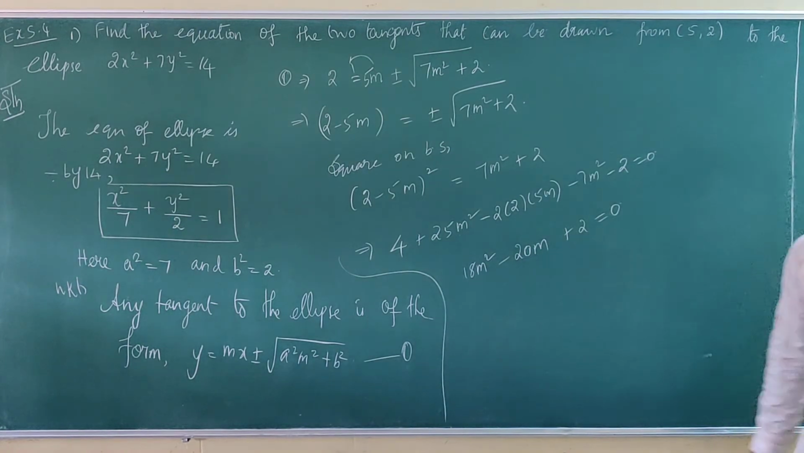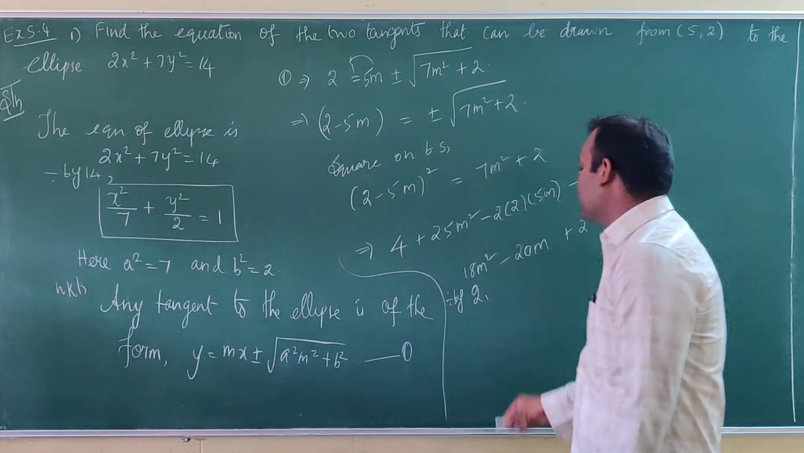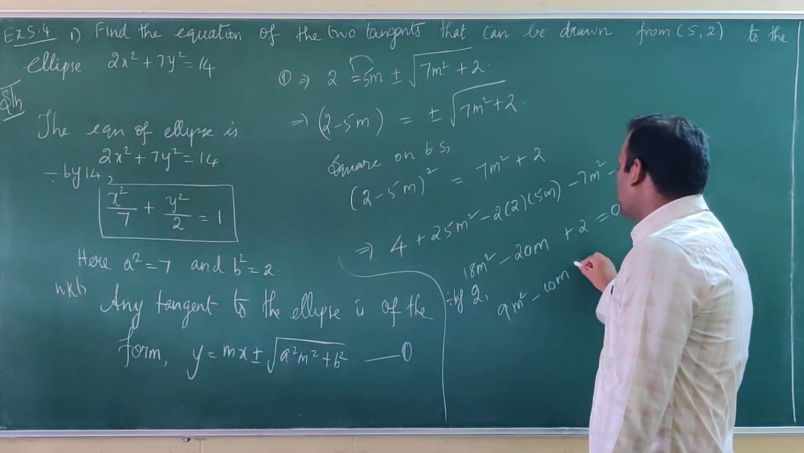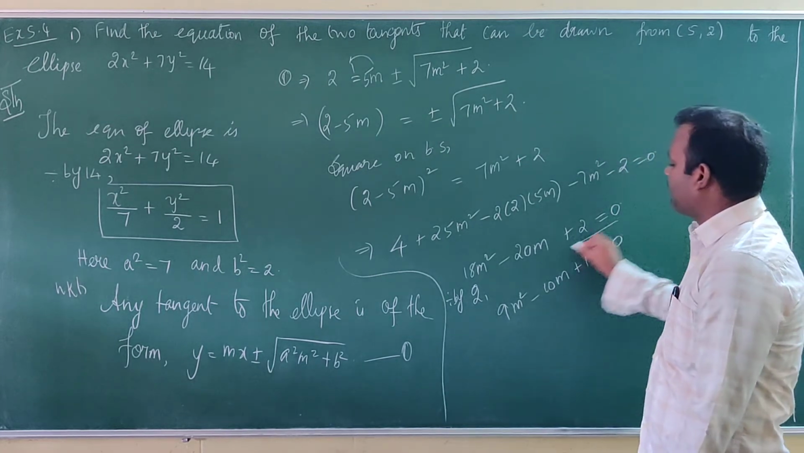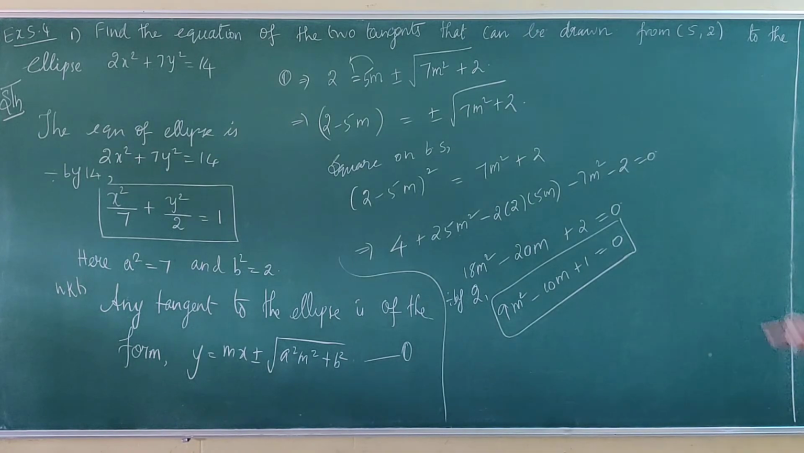Now we can also simplify this equation by dividing by 2. So you just divide the total equation by 2, so that you will get 9m square minus 10m plus 1, which is equal to 0. So you are having a quadratic equation. Now you can factorize this quadratic equation.